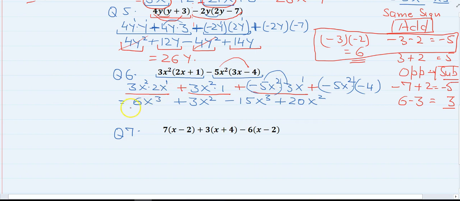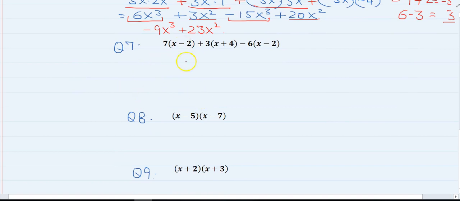Now we see the terms having x cube, one is this and another one is this. So that is 6 minus 15. Now 6 minus 15 is minus 9x cube. Another term we have, this is x square and this is also x square. So these are the like terms. 20 plus 3. So plus 23x square. This is the answer.